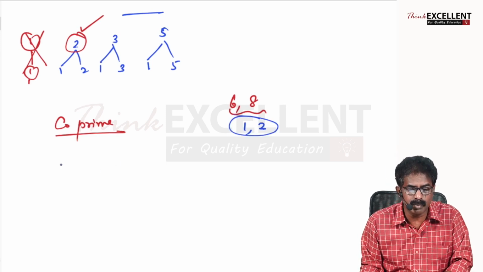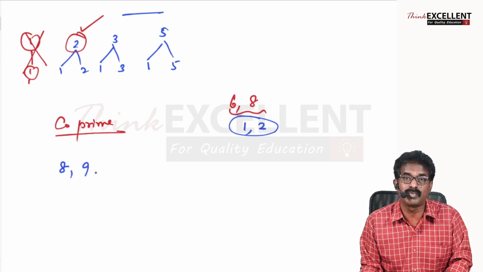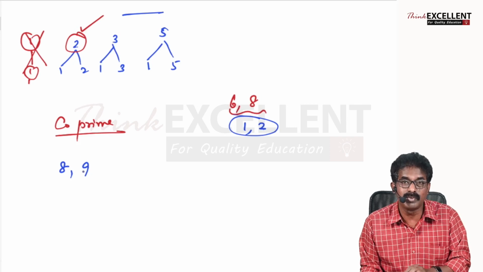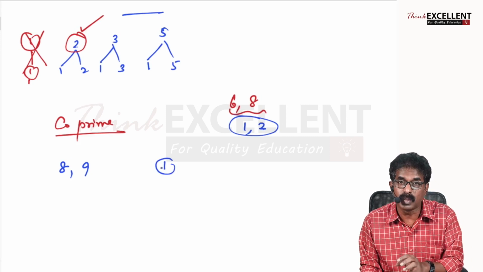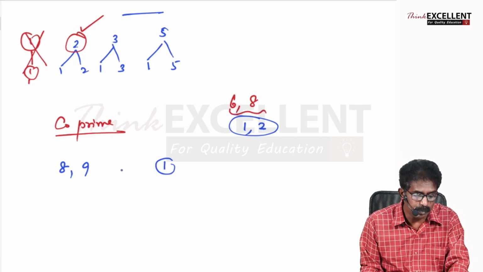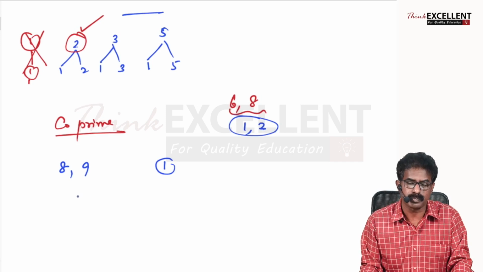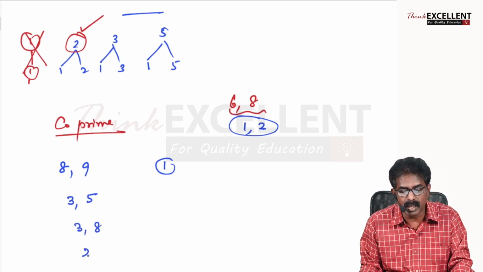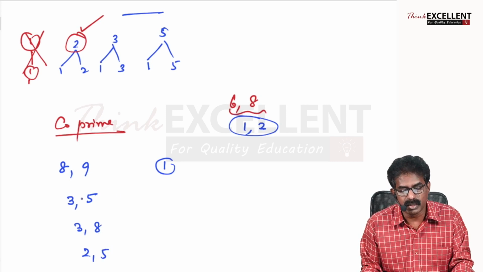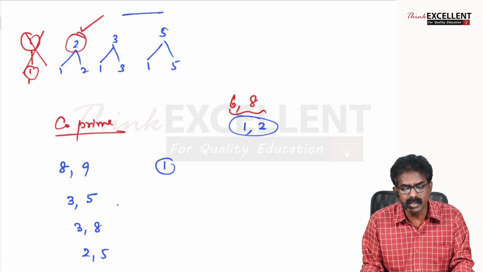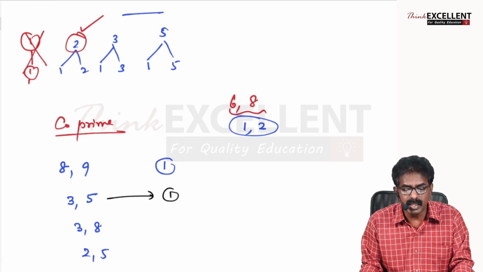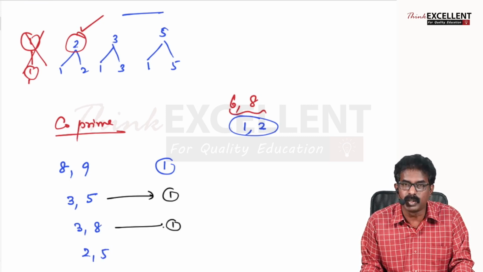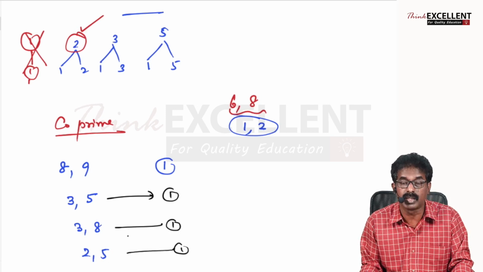But if I take some numbers, say 8 and 9, what are the common factors? Both the numbers are divisible by 1. 1 is the only common factor, right? So these types of numbers, we call them what? Coprime. Suppose you take 3 and 5, or 3 and 8, or even 2 and 5. All these are coprimes. See, 3 and 5. Nothing is common, no? So it is divisible by 1 only. 3 and 8. It is divisible by 1 only. 2 and 5. Nothing is common, right?